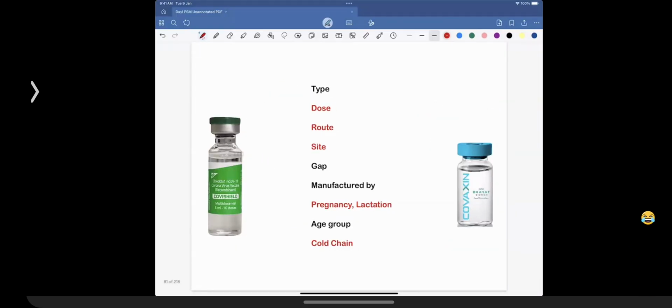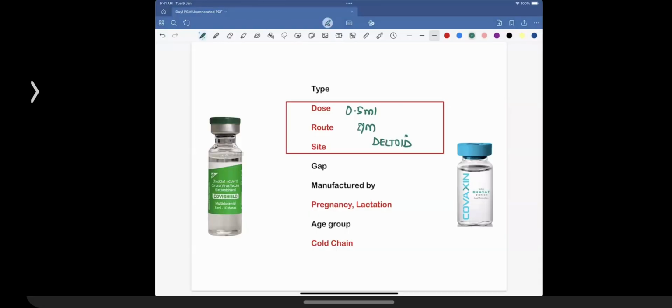COVID vaccines. Let's look at common things first: their dose, route and site. So Covishield as well as Covaxin: 0.5 ml, intramuscular, deltoid. Quickly, first tell me about Covishield, Covaxin. You can write in the chat box. I'm reading all your answers.